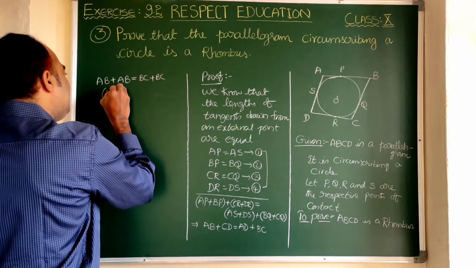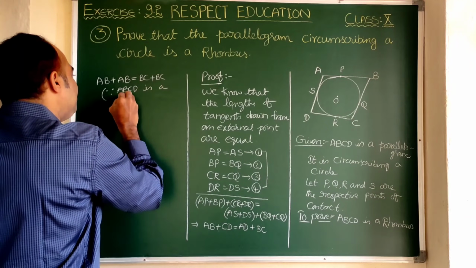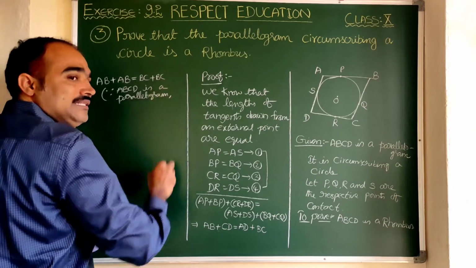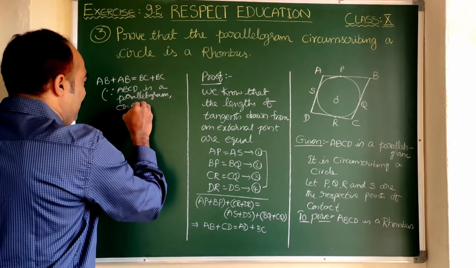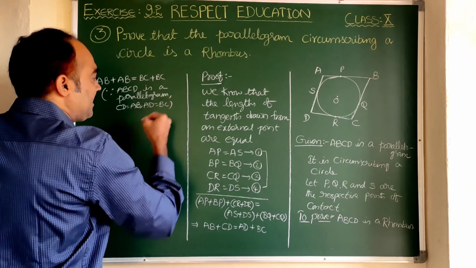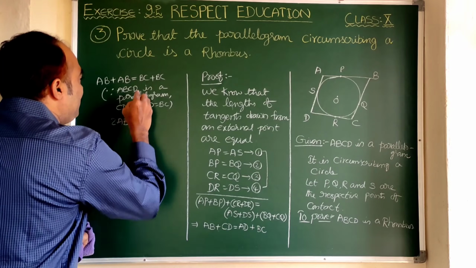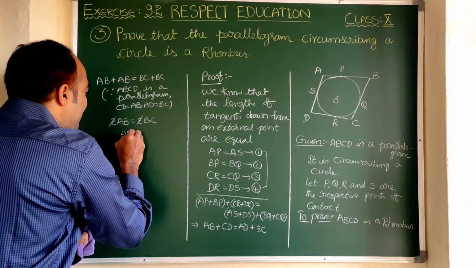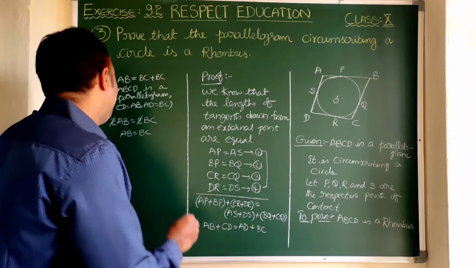Here you can write the reason. Since ABCD is a parallelogram, we can say that opposite sides are equal. That means CD can be written as AB and AD can also be written as BC. Now here AB plus AB is 2AB and BC plus BC is 2BC. Let us cancel 2 and 2. So here we get AB is equal to BC. Here we came to the conclusion.